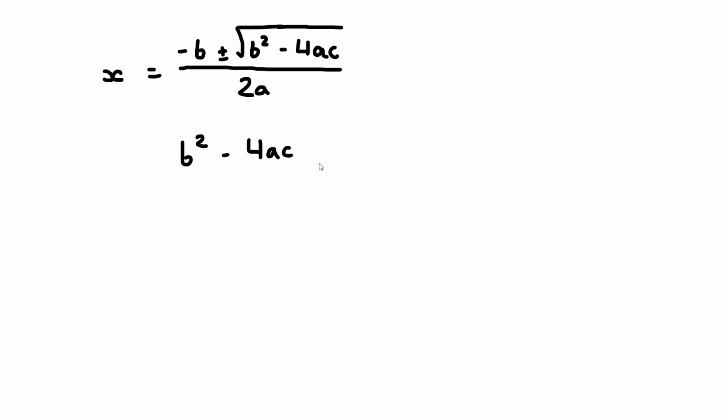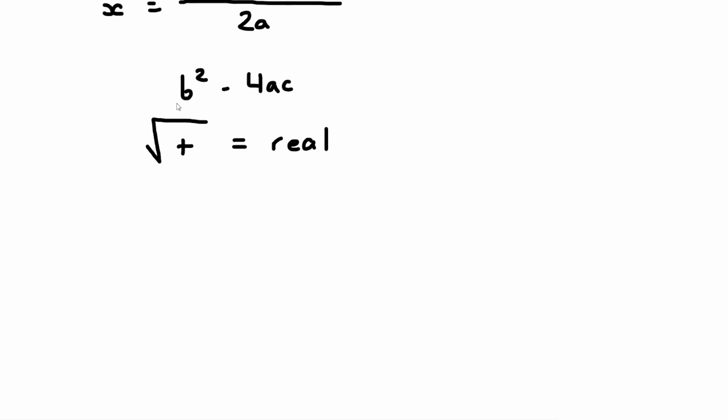Now, why is this important? Well, this is what determines if a quadratic will have 2 real roots, 1 real root, or 0 real roots. And how do we know that? Well, if the discriminant is positive, so if this b squared minus 4ac gives you a positive number, that means you will be square rooting a positive number, right? And that will give you a real number, right?